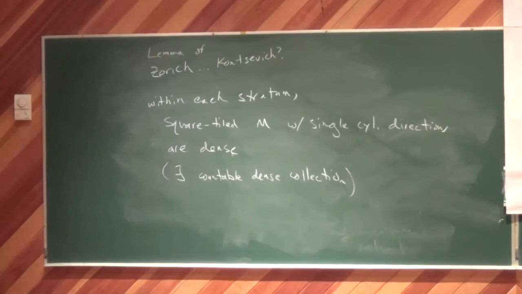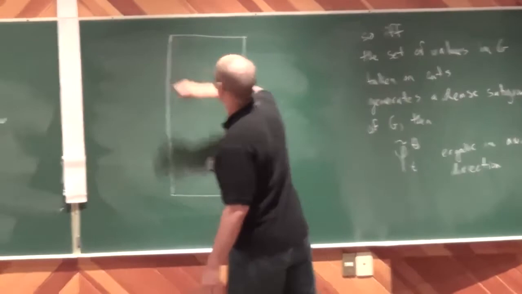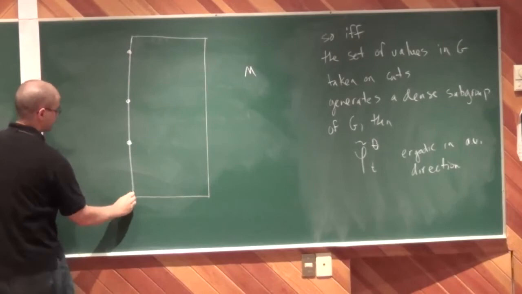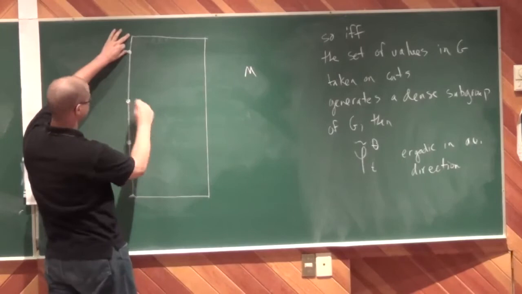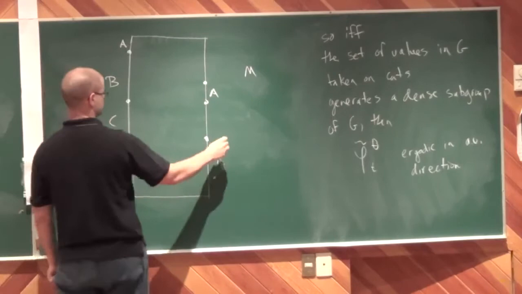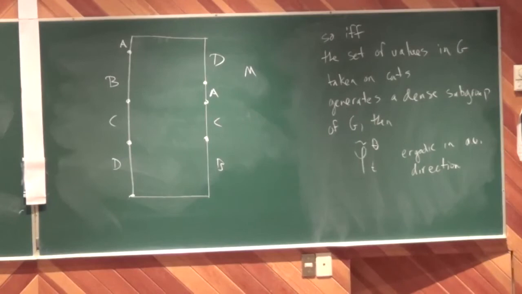So here is a single cylinder direction. Here's M. It's square tiled with a single cylinder direction, so all of the singularities lie on the boundary. Okay, so I want to actually make sure it kind of works. So I have a short one, I'll put this long one down here, and then this one, and then the short one. So this is A, B, hopefully I didn't generate a trivial one. No, okay. So there's our square tiled surface.